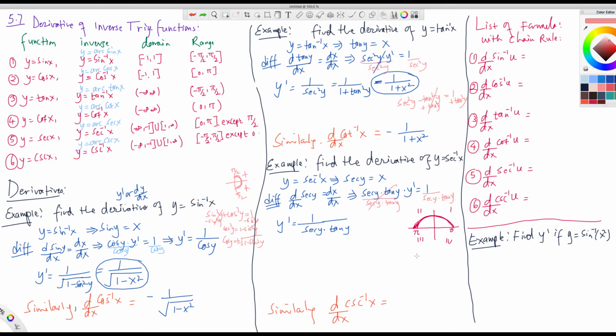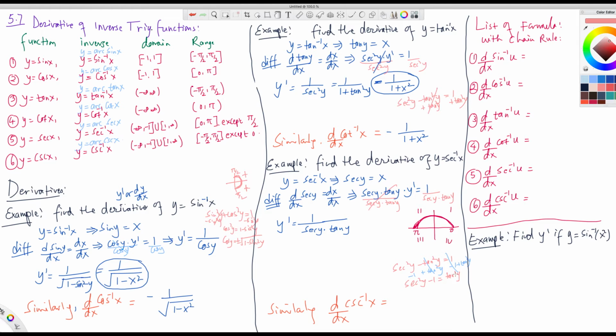Let me write down that secant square y minus tangent square y equals 1. So what I want to do here is subtract 1, and then add tangent square y to both sides. So what do you get? You cancel that 1 and 1, you cancel that tangent square y and tangent square y. Basically you will get secant square y minus 1 equals tangent square y.